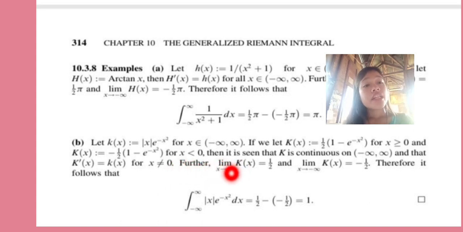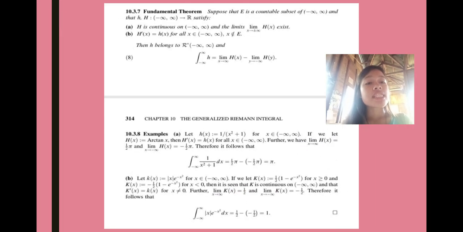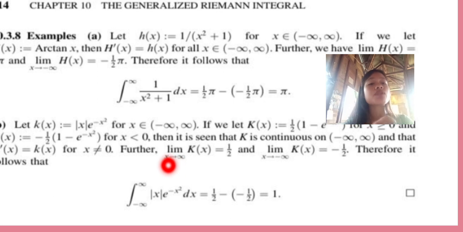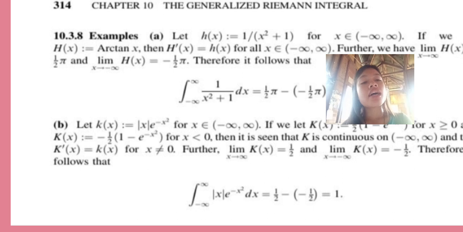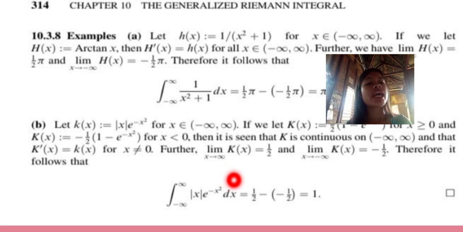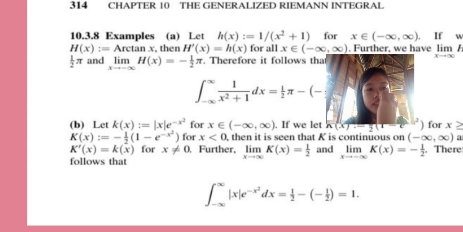Further, the limit of K of x equals 1 over 2 as x approaches positive infinity, and the limit of K of x equals negative 1 over 2 as x approaches negative infinity. Therefore, it follows that the integral from negative infinity to positive infinity of absolute x e to the power of negative x squared dx equals 1/2 minus negative 1/2, which equals 1.